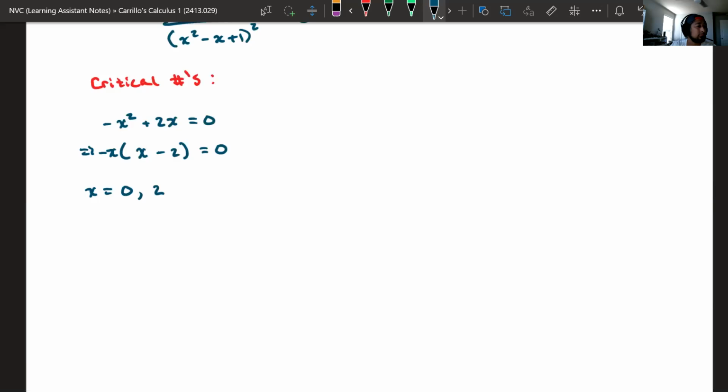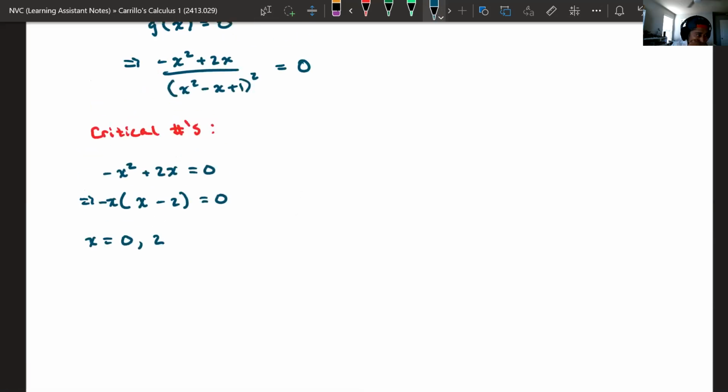All right, so next is that I have to set my domain restriction. So looking at my denominator, I'm going to set x squared minus x plus 1 equal to 0. And this is where another set of critical numbers can come from. So we have a quadratic set equal to 0. So my way of solving this would be to factor. But is this factorable?